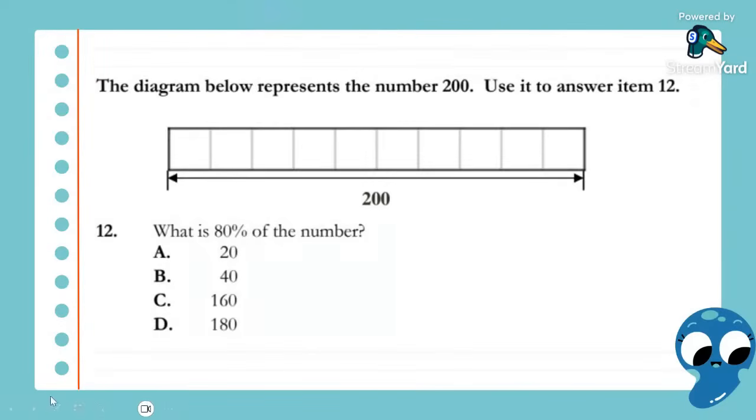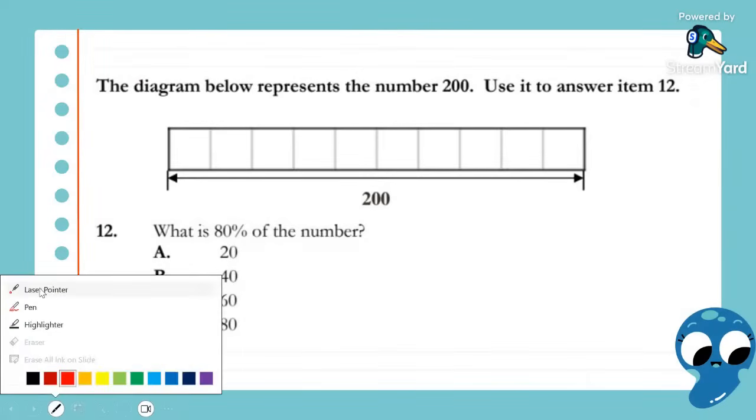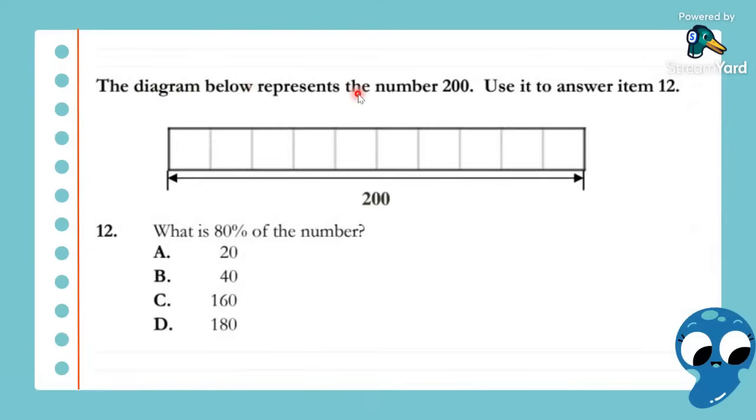Number 12. Let's move on to number 12. The diagram below represents the number 200. This diagram represents 200. We're going to use this diagram to answer item 12.